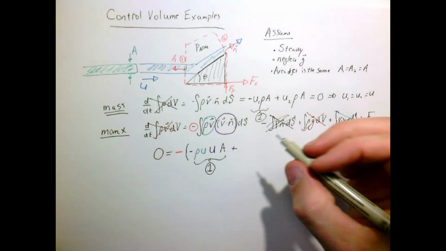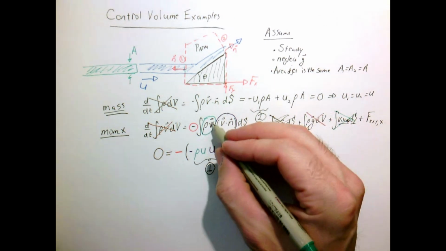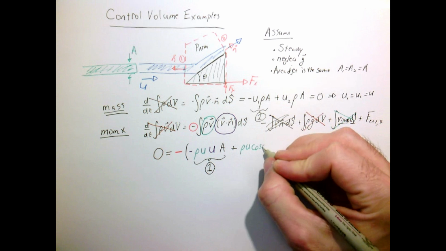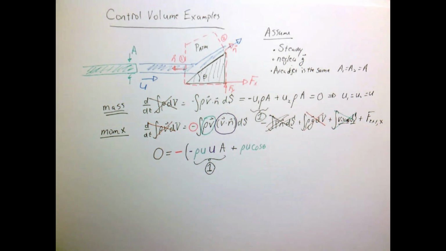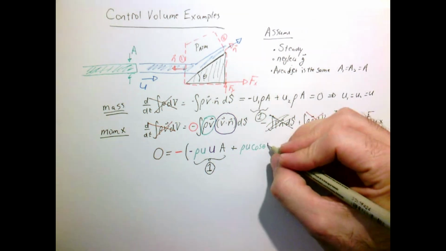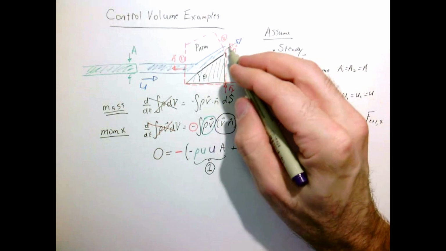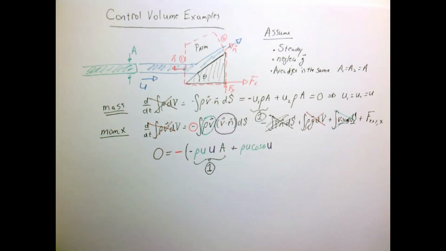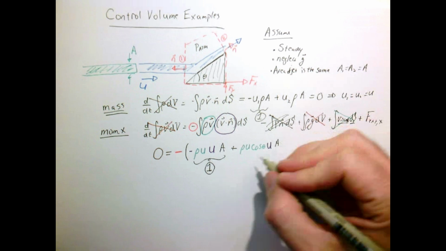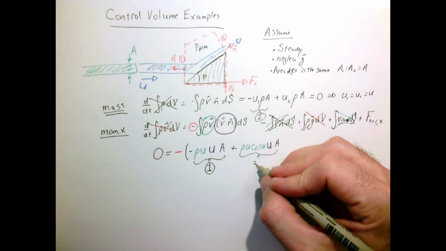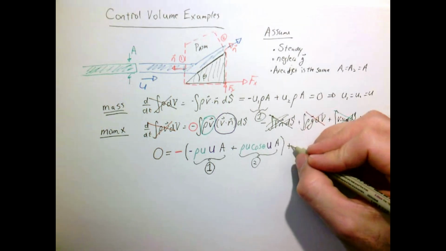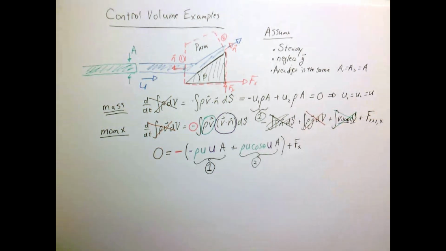At surface 2, rho v, right, v is a vector, so it's rho u cosine theta. V dot n, in this case, they're aligned, so it's just u times the area of the jet. And that's equal to 2. Plus the external force in the x direction.